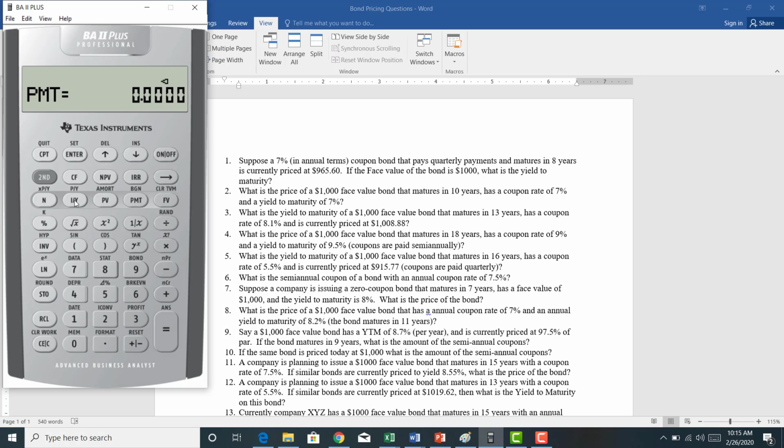The yield to maturity is 8%. I'm looking at number 7 there. So 8% I over y, and 7 years till maturity. I'm going to compute the price, and I get a bond price of $583.49. Again, priced at a very deep discount. These zero coupon bonds are sometimes called pure discount bonds. Okay, let's do number 8.